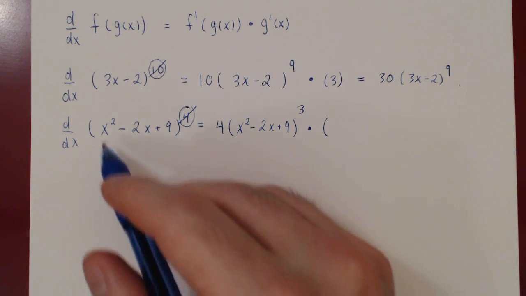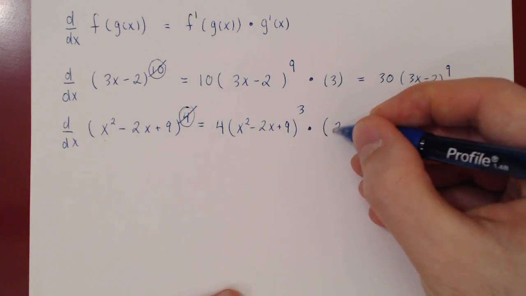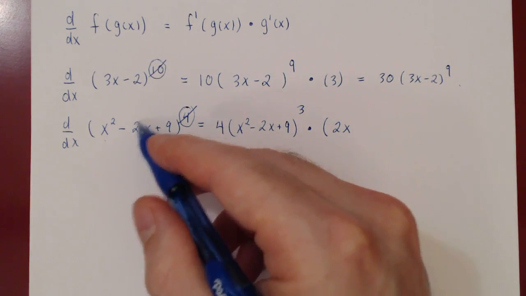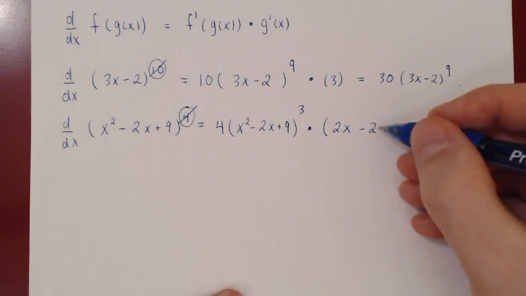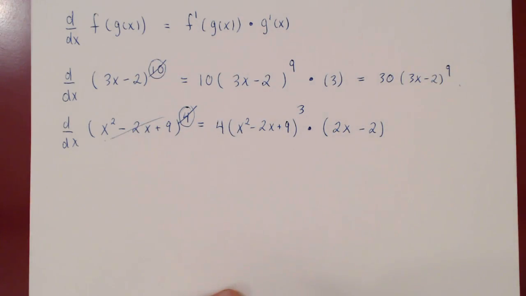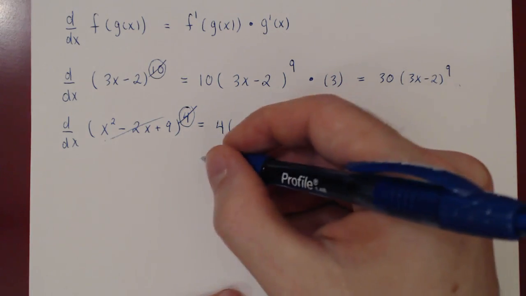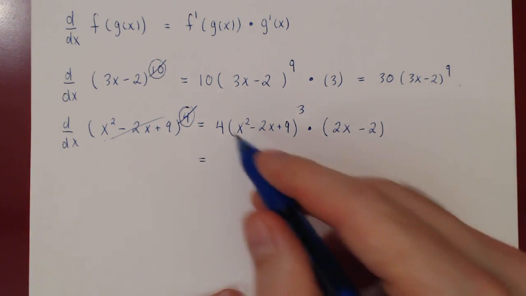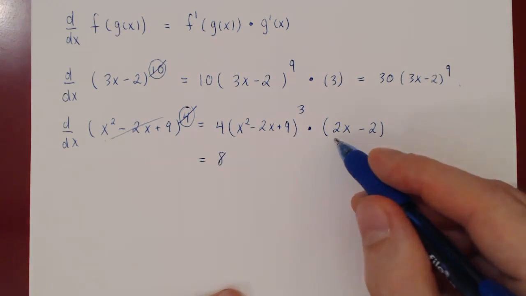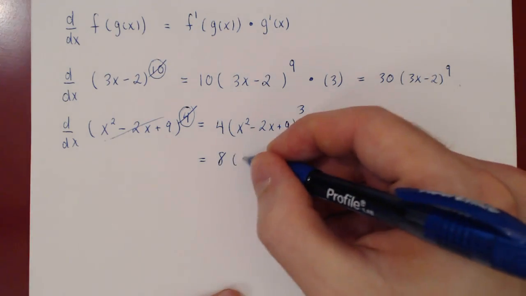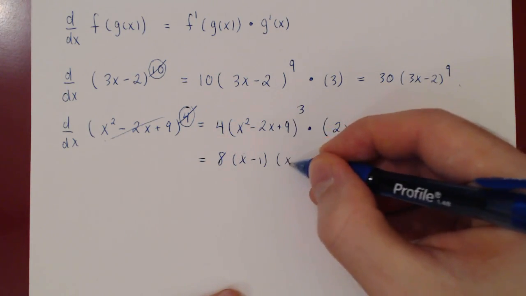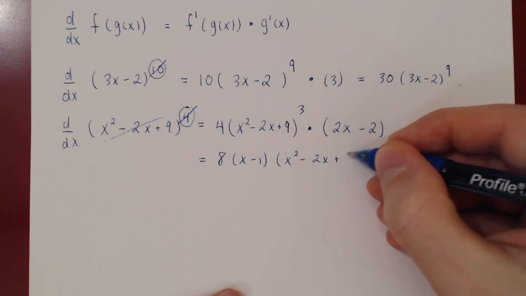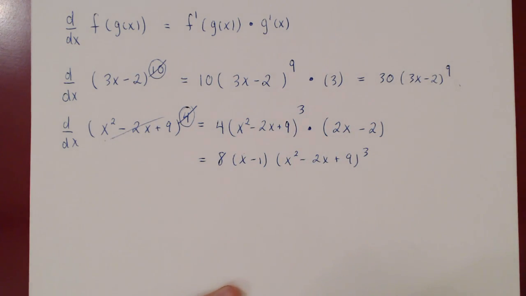And the derivative here is the derivative of x squared, 2x, minus the derivative of 2x, which is negative 2, plus the derivative of 9, which is 0. And that takes care of what's left over. There is nothing left over, so we're done with the differentiation. Here, we can factor a 2 and have an 8. 2 times 4 is 8. If we factor 2, we're left with x minus 1, so it's 8 times (x minus 1) times the cube of our quadratic. So (x squared minus 2x plus 9), all cubed.